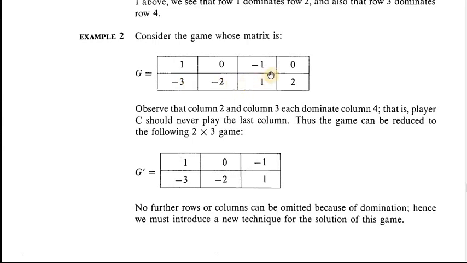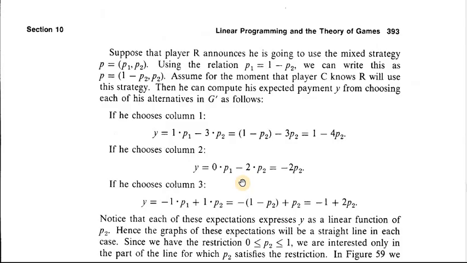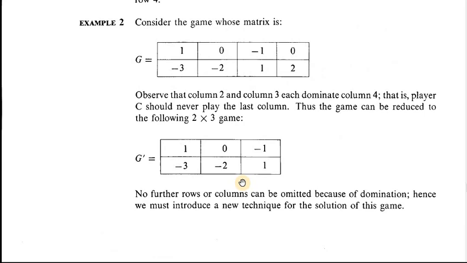But if you look at column 4, this 0 is smaller than this 0, this -2 is smaller than this 2. So the column player is always better off choosing column 2 instead of column 4. So column 4 is useless. Right. None of the others dominate, so we can leave 3 strategies here. Now, at this point, we've run out of our previous methods. We've got to come up with a new method.